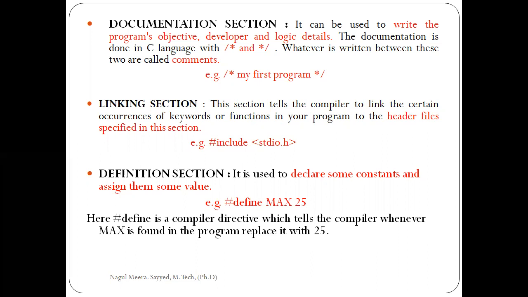Max is a variable actually. Okay, not a variable, it acts as a variable. Hash define is the syntax. Max is nothing but a constant. In that max place we can write our own value. Okay, 25 is nothing but the value.